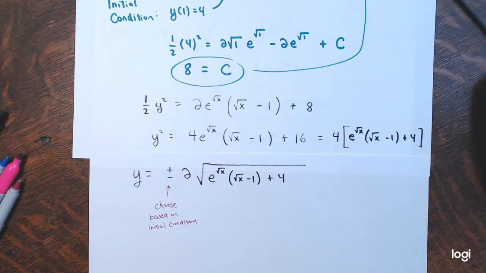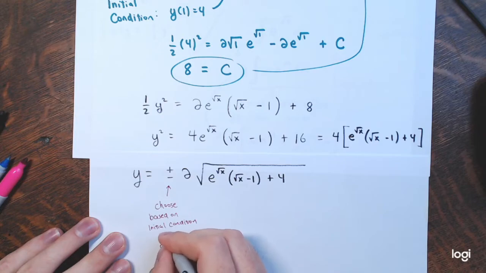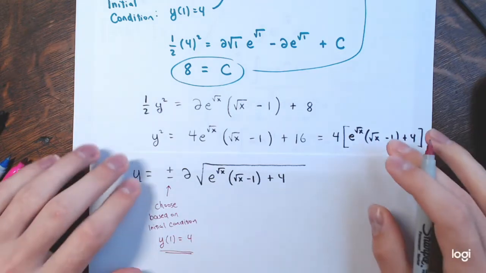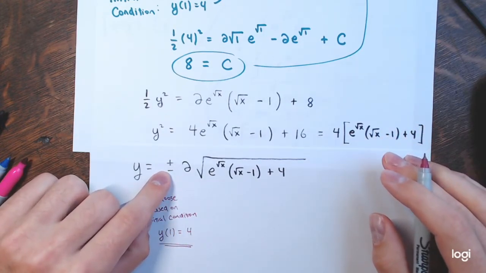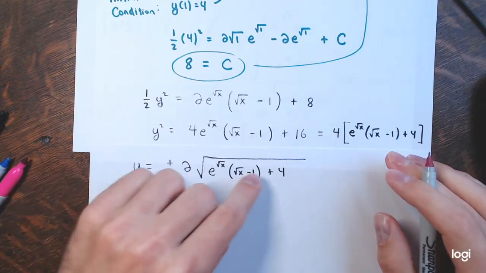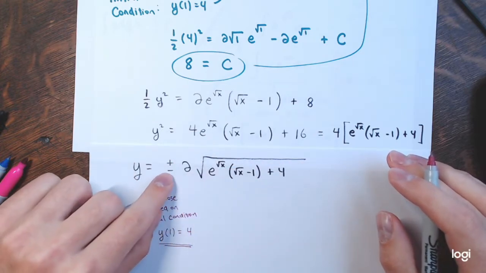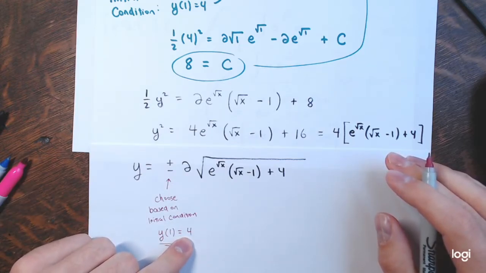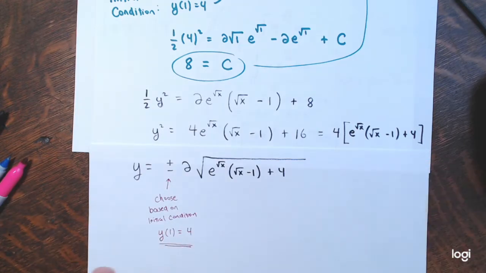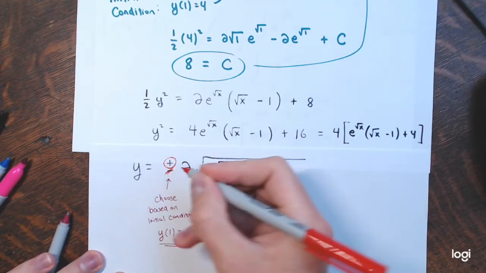Now remember, again, the initial condition was that y of 1 was equal to positive 4. Well, that means I need to use the plus, because if I use the minus here, this is going to give me a negative. Remember, when you see this symbol, it's the non-negative square root. So if I use the minus sign, my output's always going to be negative, and I'm never going to get a value of positive 4. So based on the initial condition, I have to choose the plus sign and ignore the minus sign.